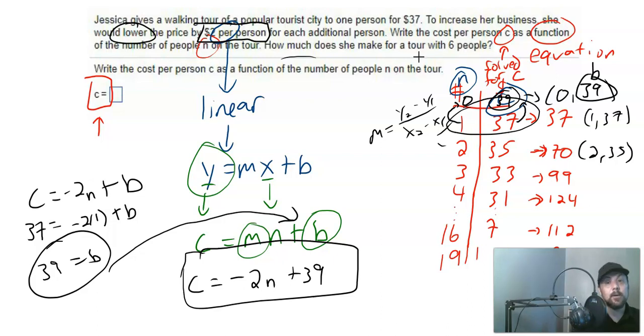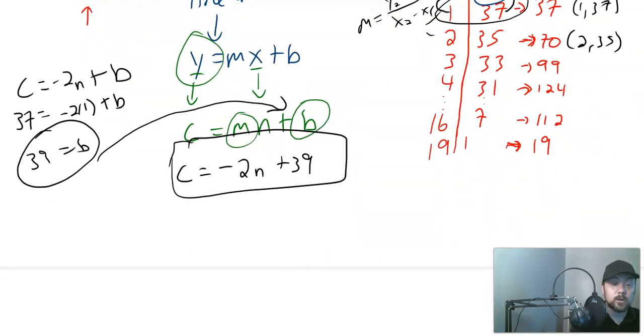So don't make it your main focus of the problem. Don't think, oh, the equation doesn't really matter. I just need to answer this question. The equation is really what matters here, not this question so much. All right, how much does she make on a tour with 6 people? So we can use this formula to find out how much she would charge per person, right? By plugging in 6, right? So they want 6 people on the tour. We'll plug it into this equation.